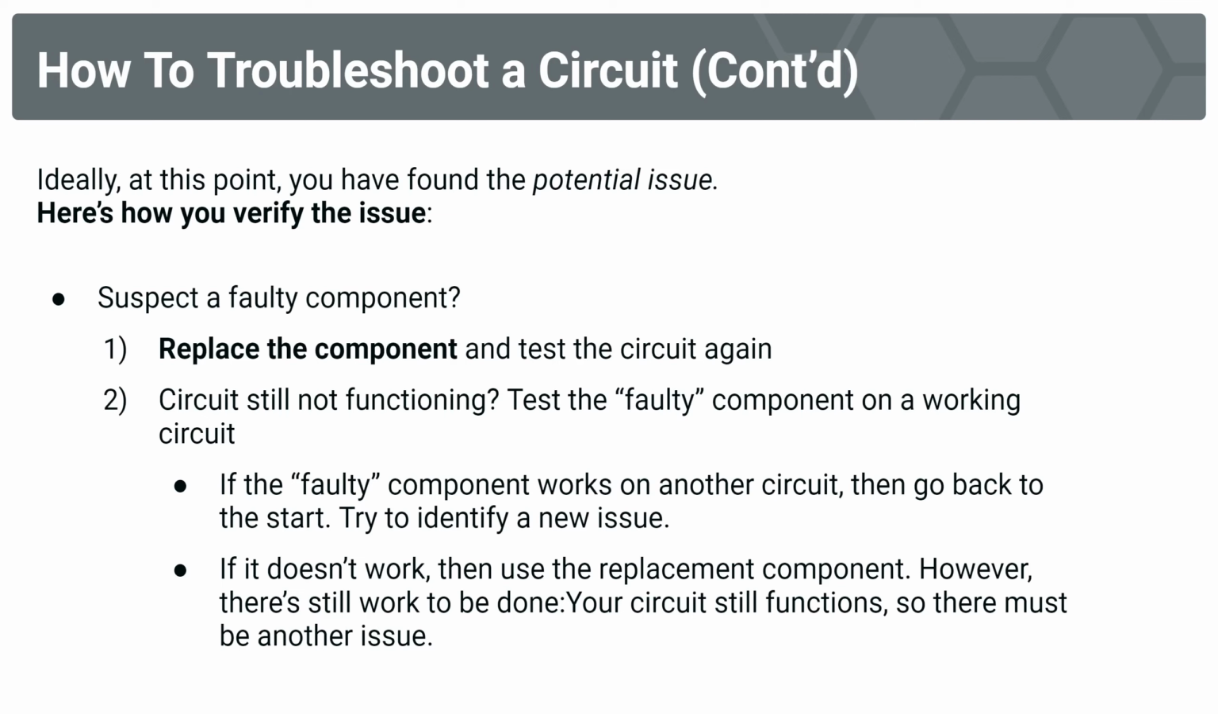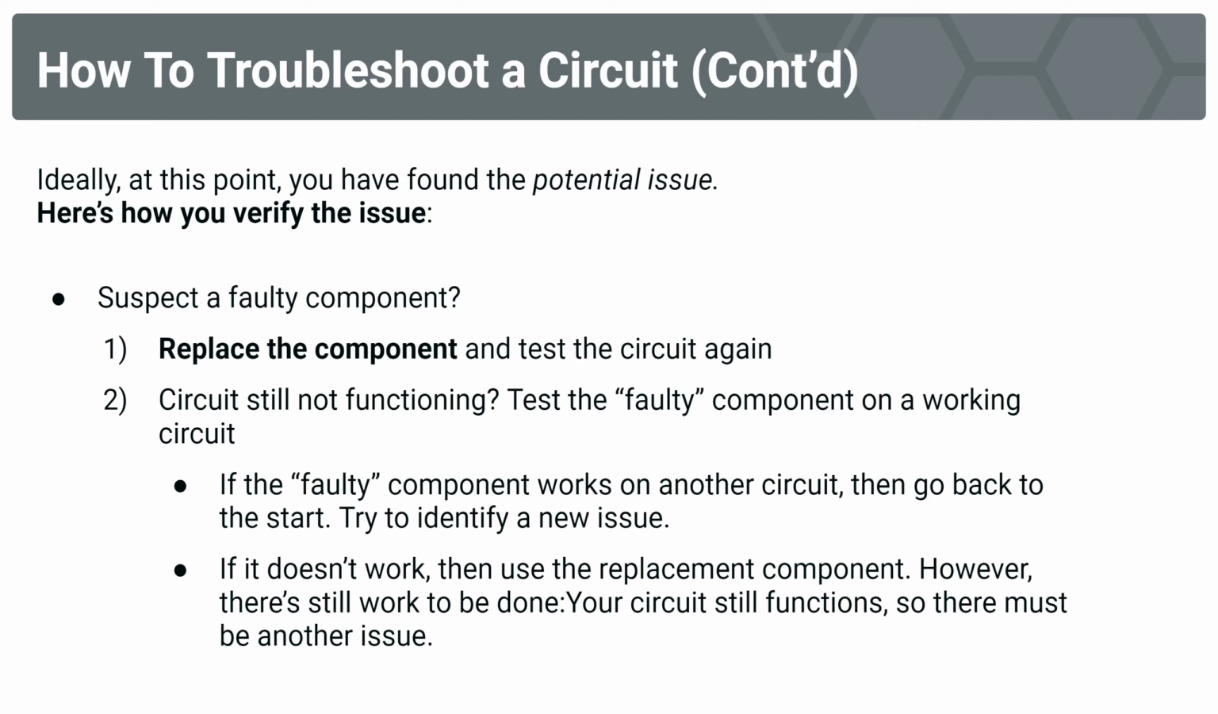So, of course, we're going to start with, if you suspect that there's a faulty component, replace the component and immediately test the circuit. If the circuit still doesn't work, you should then test the faulty component on a working circuit. Maybe you have a second copy of it, or there's somebody you know who's also working on this circuit. If it's possible, test the component on a working circuit. If the suspected faulty component works on another circuit, then you know that wasn't the issue with your original circuit. You should try to identify a new one.